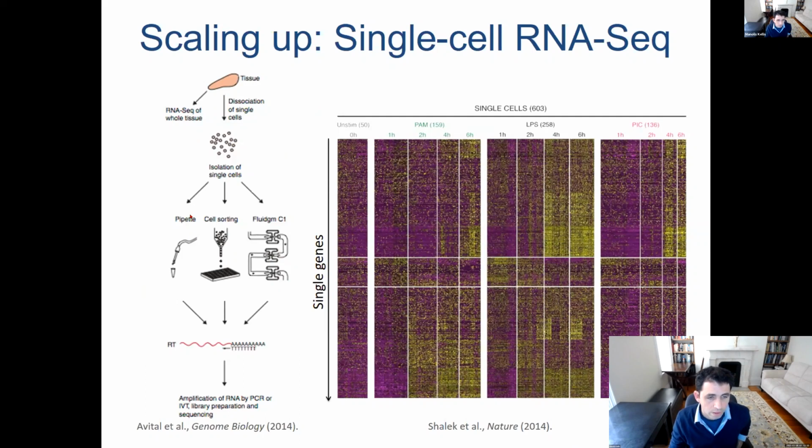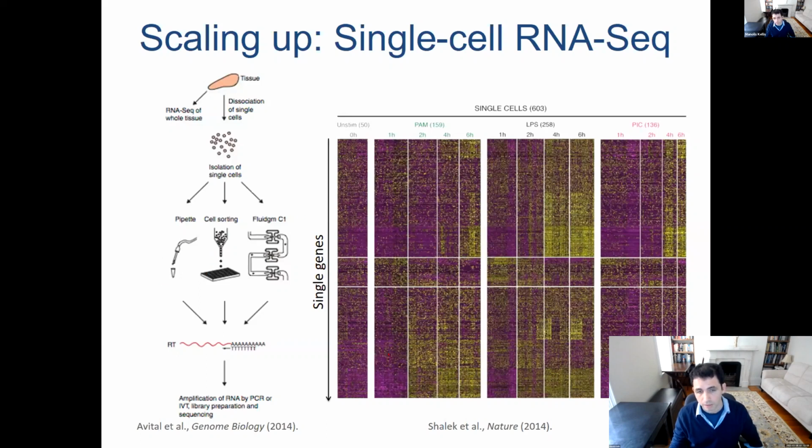to very different technologies for really scaling things up, either through cell sorting, where you can sort individual cells and then put them in wells, or through microfluidics, where you can guide individual cells into the right place for profiling them, or even pipetting individual cells and then profiling the RNA of those individual cells by amplification.